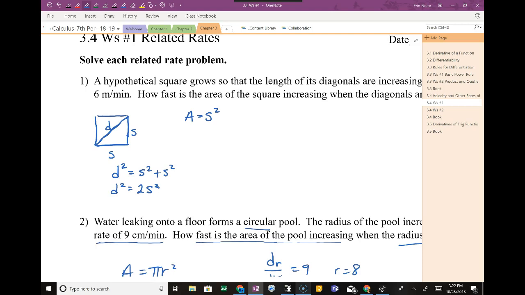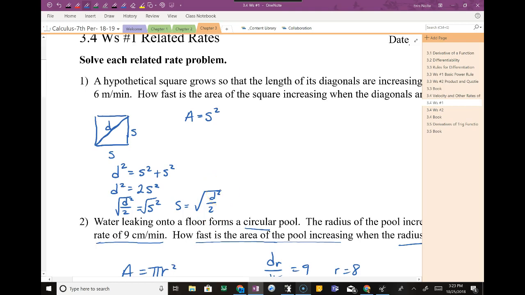Okay, so if I solve for s, what would you do? Hold on, I gotta solve for s first. So, divide by 2. I like 1/2 better, it's going to come out the same. I'll just rewrite it. Okay, and then what do I do next? Square root it. Okay, so s is the square root of d squared over 2.